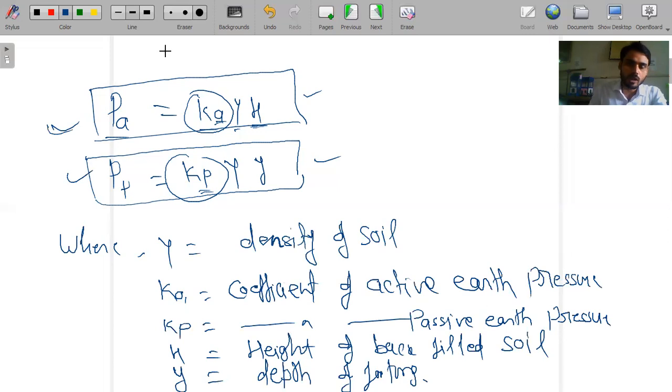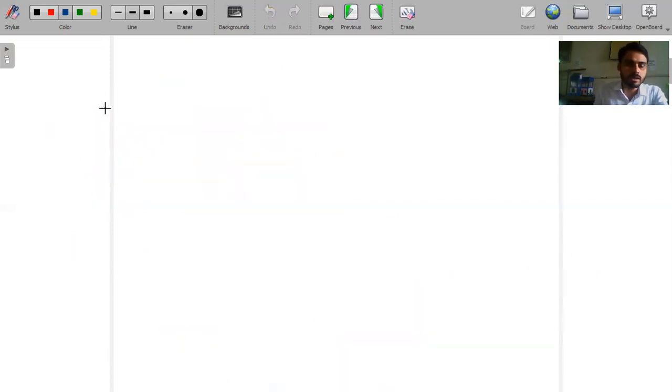Next, how to calculate these coefficients, because we will have height and we will have density of soil, at which kind of soil we are constructing our retaining wall. These two parameters we can get easily. And how to calculate these coefficients? So to calculate the coefficient of earth pressure for active and passive both, there are two conditions.